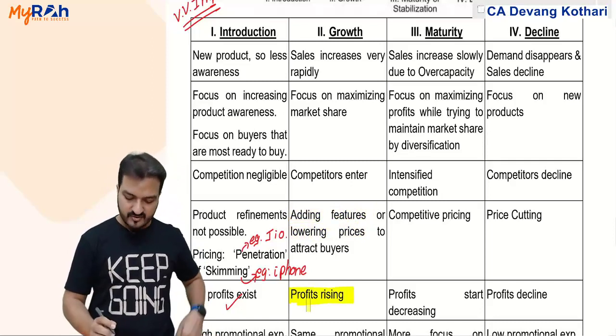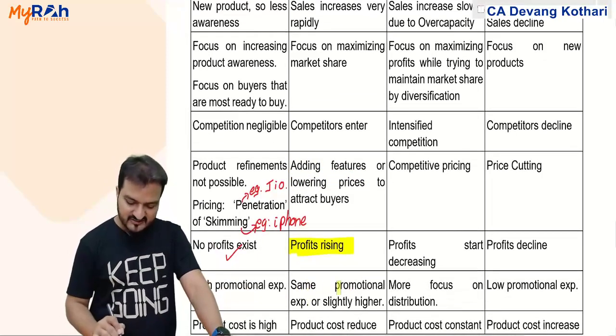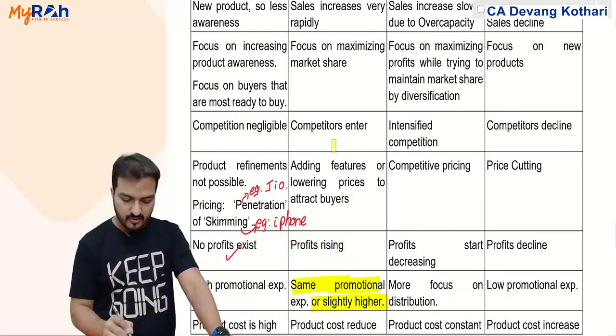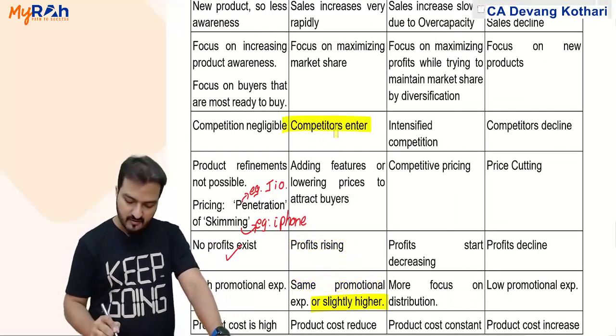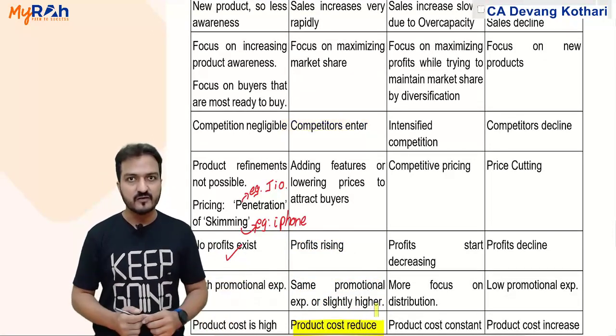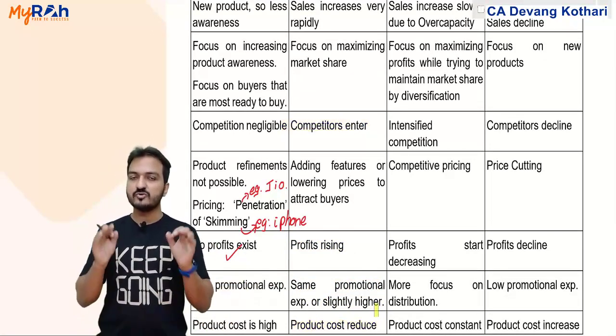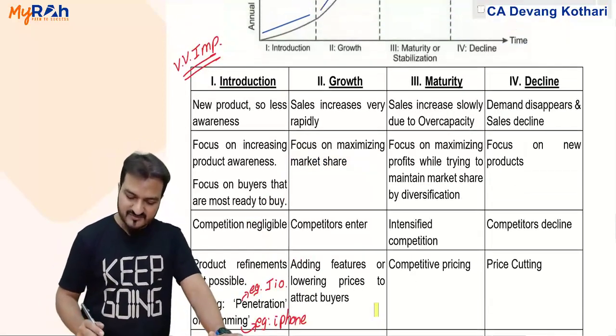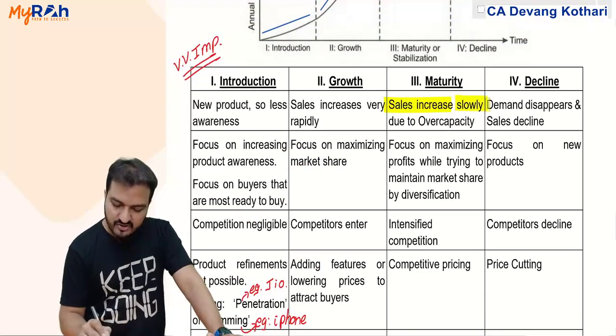Profits are still rising during this stage, and promotional expenses will be the same or maybe slightly more because competitors have entered. But now the product cost will reduce. Why? Because you will get economies of scale. Your production is increasing, so product cost per unit will now reduce. Okay. Then comes the maturity stage, where the sales are increasing but slowly.